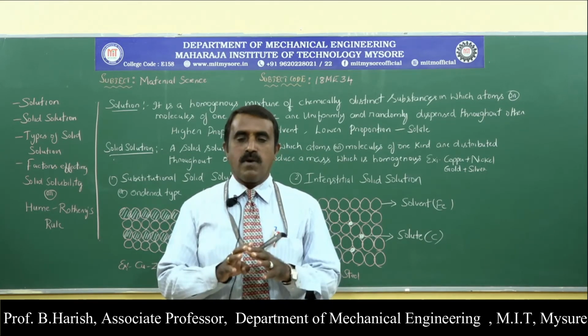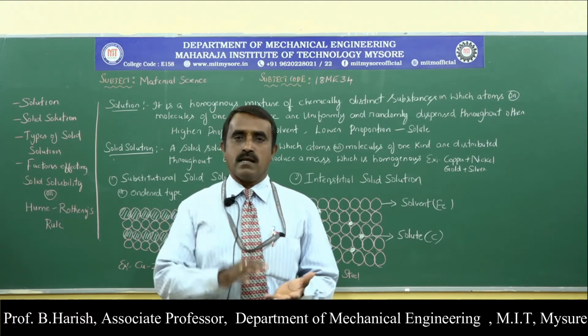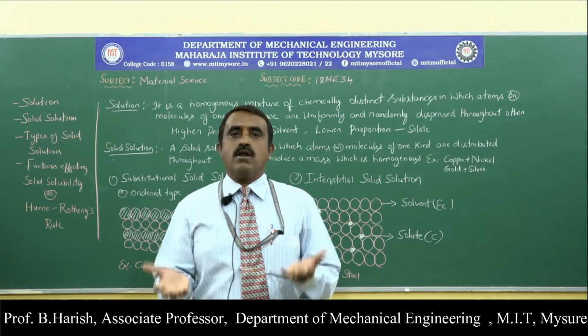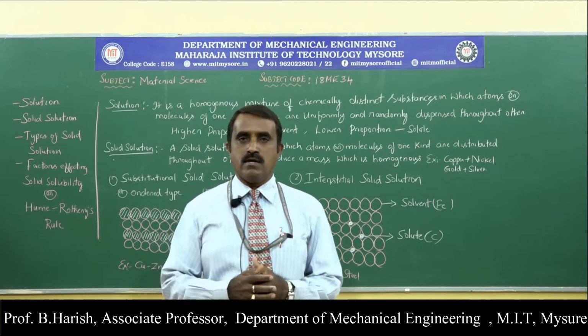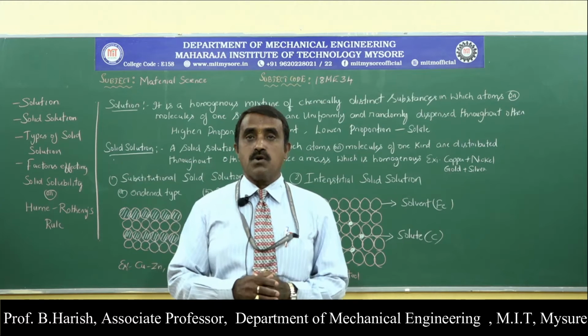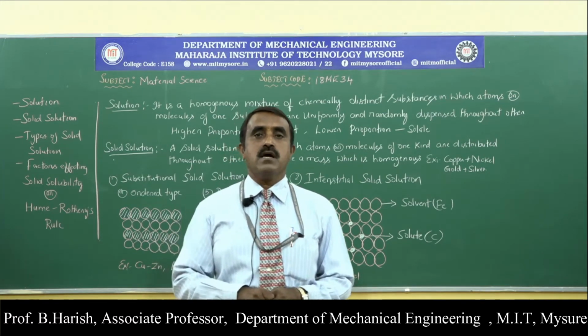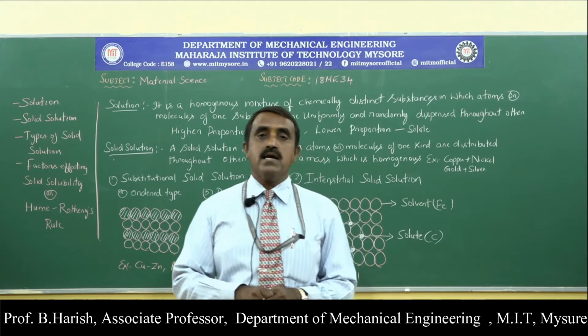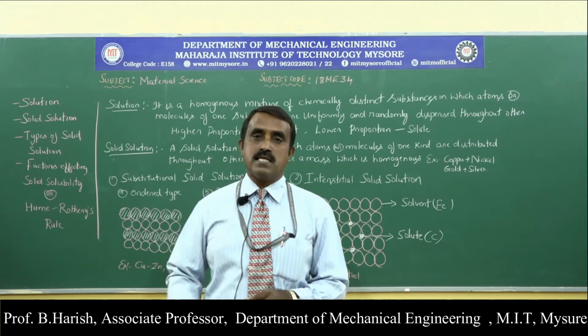If the metals are soluble in each other, only then can we get an alloy. If one is soluble in another, for example copper soluble in nickel, and similarly nickel soluble in copper, then only can I get an alloy. Hence, it is necessary to know the concept of solid solution, types of solid solution, and factors affecting solid solubility. That is what we will be discussing in this part.